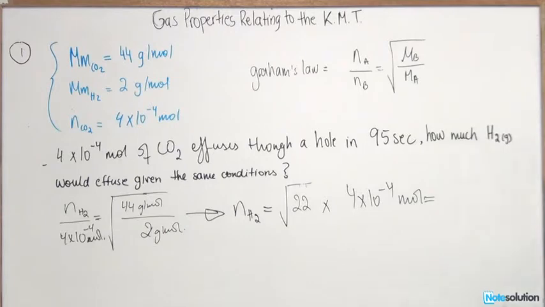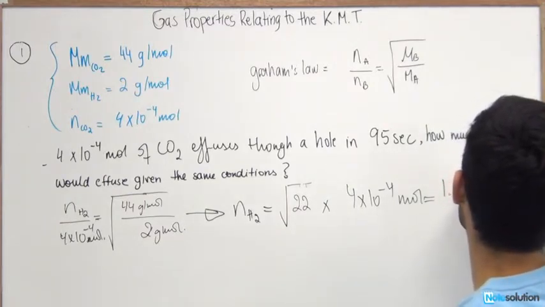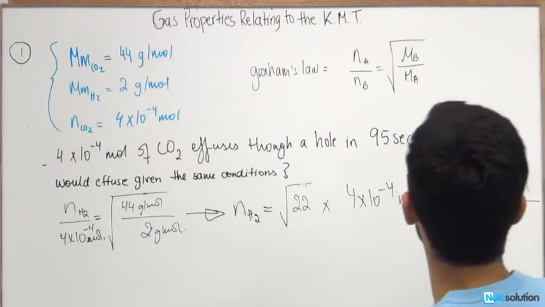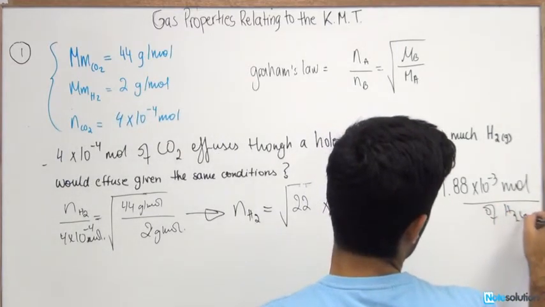So whatever answer you get, it's usually unitless. So when you do this, the square root of 22 times 4 times 10 to the power minus 4, if we do the calculation for it, that should come up to 1.88 times 10 to the power minus 3 moles. So moles of hydrogen gas.